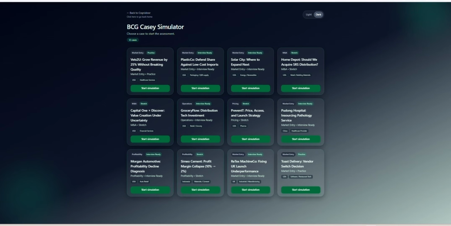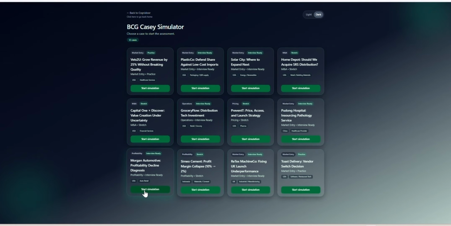And by the end, the goal is to do two things. First, to help you understand how to perform better on Casey itself. Second, to show you why practicing is useful, because the value is not just in knowing the right answer. It's in understanding the logic, the traps, and the style of response the assessment is looking for. So, let's get into it.